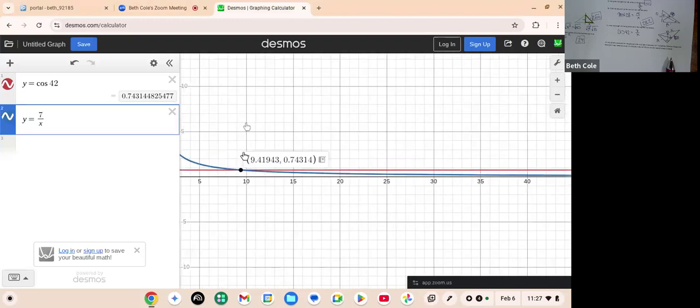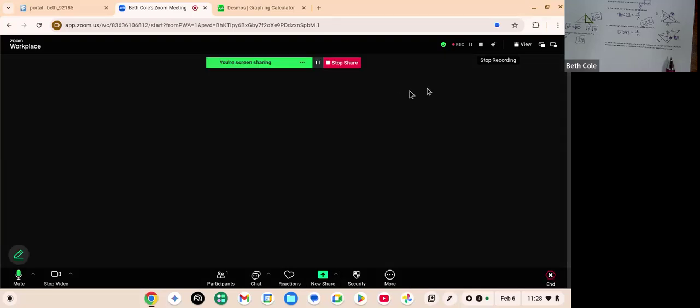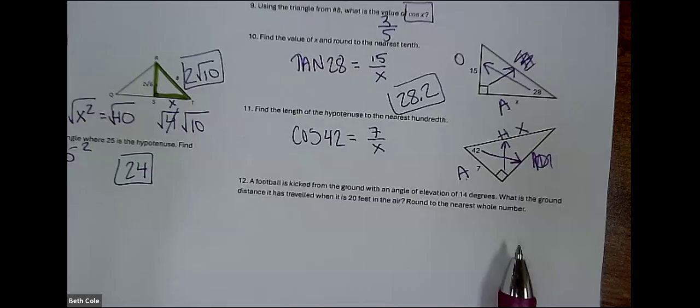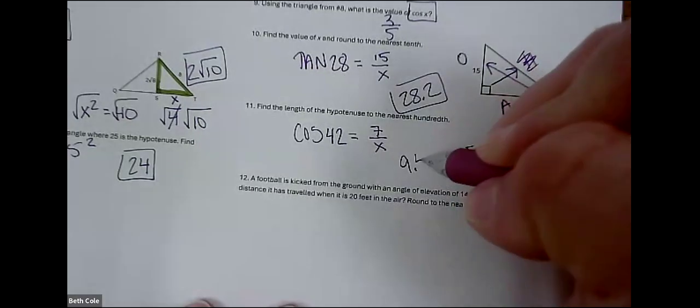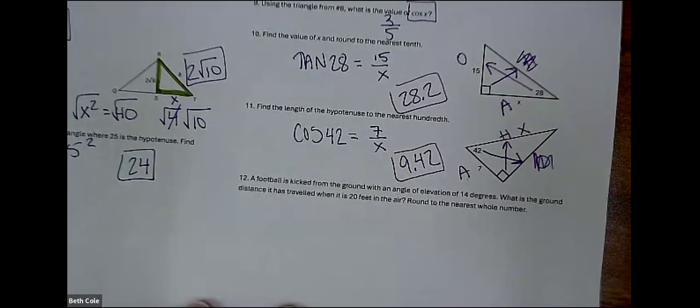What does this one say to round to? 100th is 2 places. So it'll be 9.42. That one's going to round up. 9.42. Again, keep saying this. Don't worry about that, though. It'll be multiple choice, and you will be able to pick the right one. If you even get close enough, you'll be able to pick the right one.